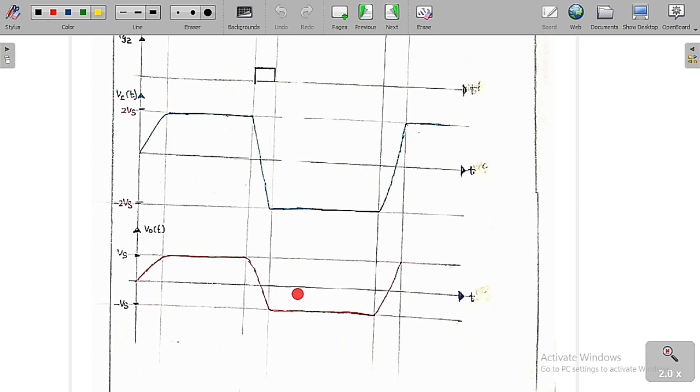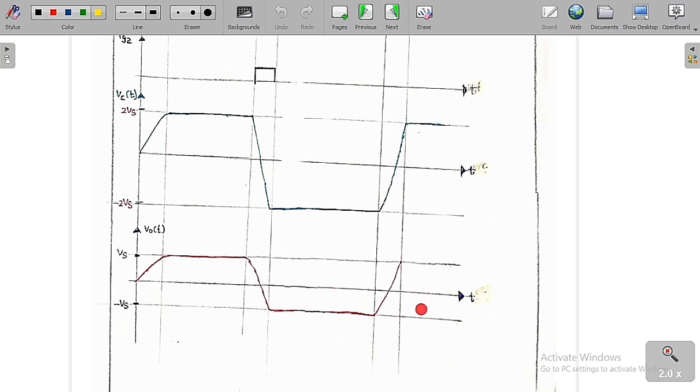I have already told you how to get the variable frequency at the output, just by changing the reference signal. If you change the frequency of the reference signal, then definitely you are going to change the frequency of the output voltage. So we can simply say that the frequency of the output voltage is equal to the frequency of the reference signal. Whereas by changing the carrier signal frequency, we only change the number of pulses in half of the cycle of V0 of t.